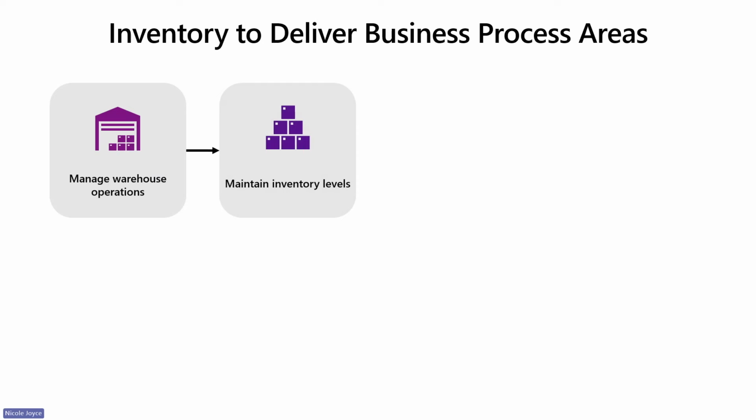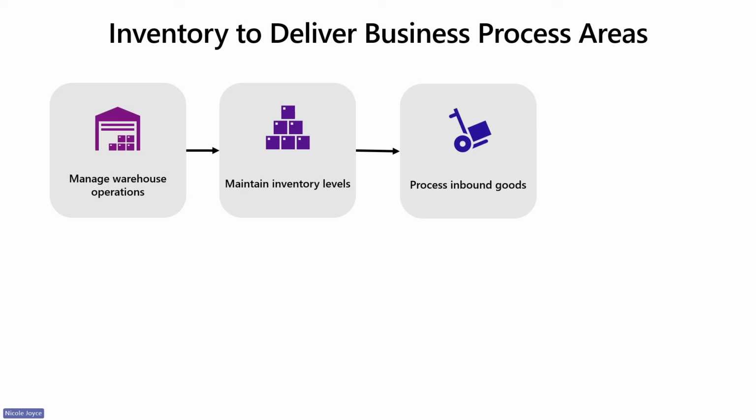Next, we have maintain inventory levels. So this area involves managing inventory levels to ensure you have the right balance of inventory to meet demand while also reducing those overstock scenarios. So this includes setting up inventory policies, monitoring your stock levels, and creating replenishment plans. It also includes the management of inventory movements within a warehouse, adjustments for gains and losses of inventory, and that critical cycle counting process.